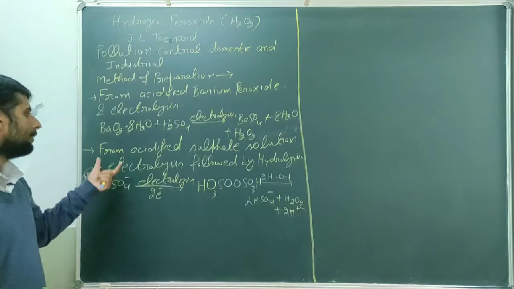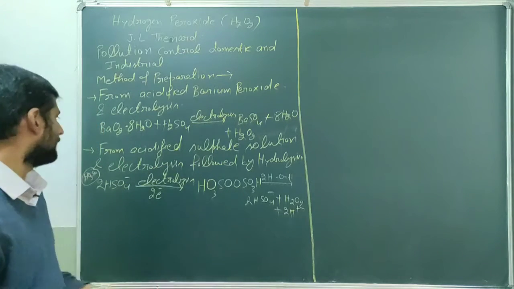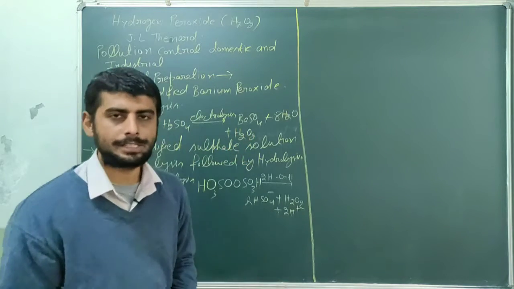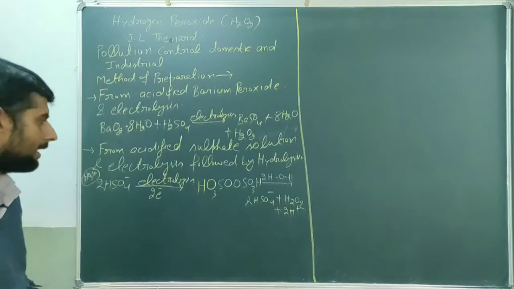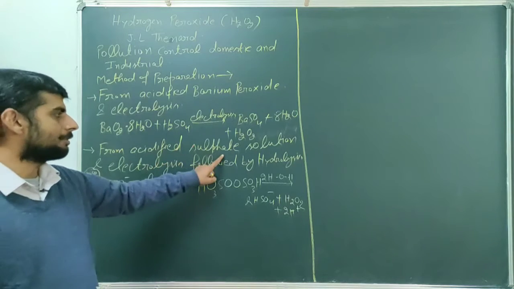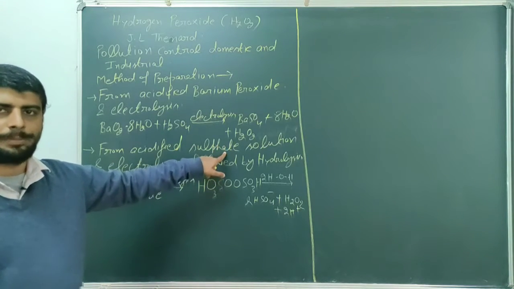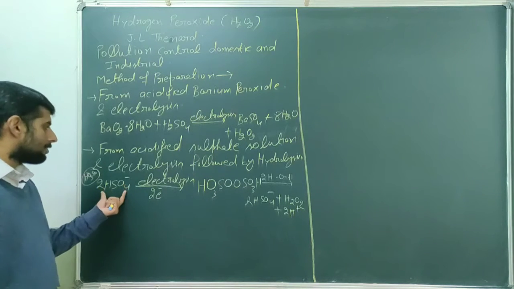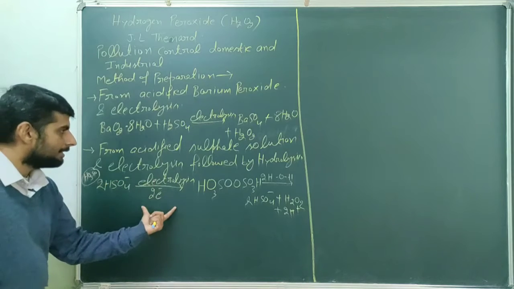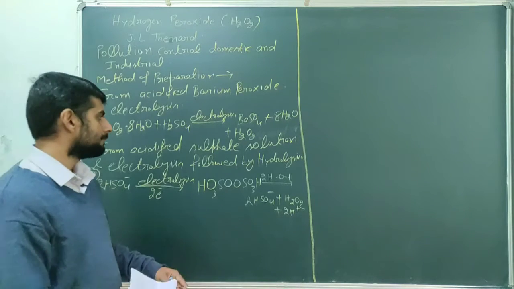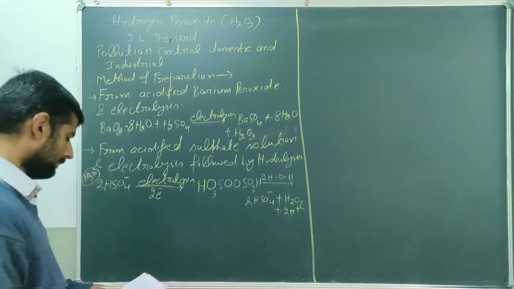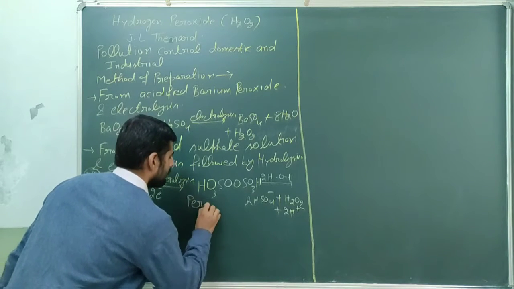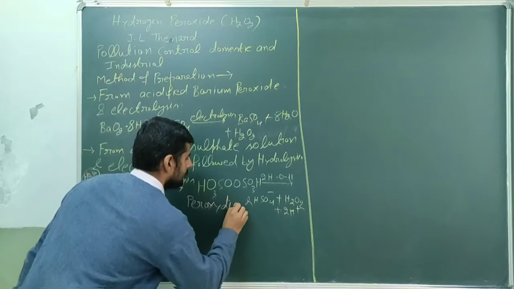Then the next one is from acidified sulfate solution. Acidified sulfate solution is that of H2SO4. From H2SO4, when one H+ is released, the sulfate solution is formed, that is HSO4 minus. So from HSO4 minus we do electrolysis. What will it form? It will form peroxodisulfate.